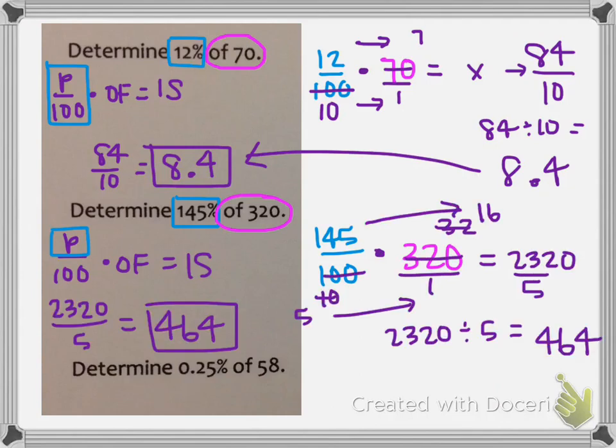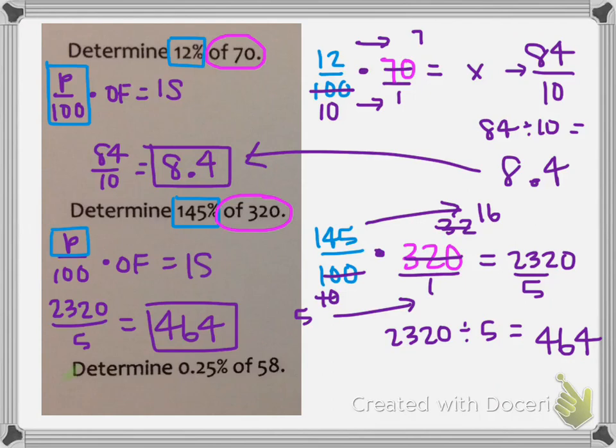When I went ahead and multiplied my fractions, I cross-simplified and multiplied straight across, and I got 2,320 over 5, which can be simplified because remember that's a division problem. 2,320 divided by 5 is 464. So 145% of 320 is 464.